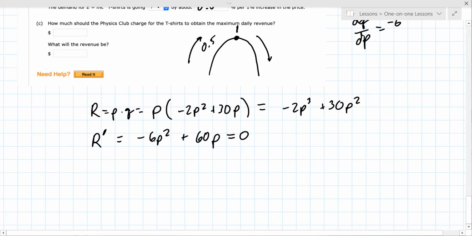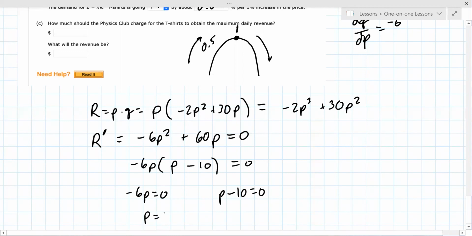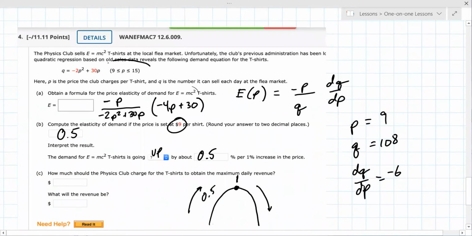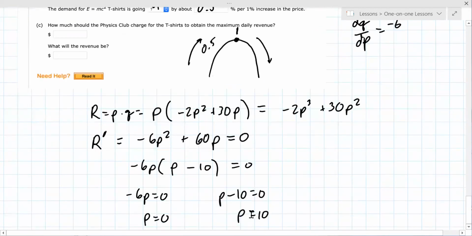You might think to move things around, but you actually just want to factor here, and you can factor out a -6p from both, and that gives you p - 10. Then you set each of these equal to 0, and you end up that p is 0 or p is 10. Now, 0 is kind of ridiculous, but they tell you up here that price has to be between 9 and 15. So the one that's going to work is the one between there. So the price should be 10.